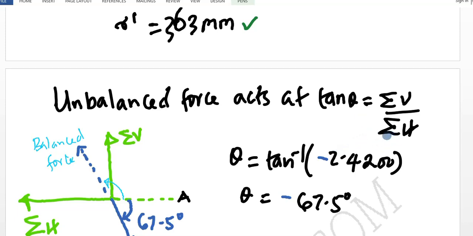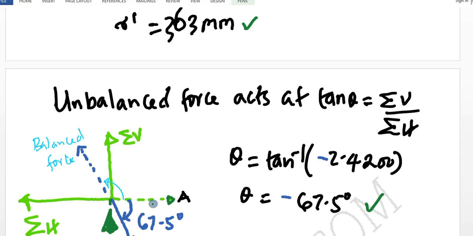Therefore, to determine where the unbalanced force acts, I will take tan theta of the sum of the vertical forces out of the sum of the horizontal forces, and this will be theta equal to arctan of negative 2.42, and this will give us negative 67.5 degrees. So I will come to my diagram and draw. This is the direction of axis, then negative 67.5 when I'm to indicate it on a diagram. Then I would go to A.